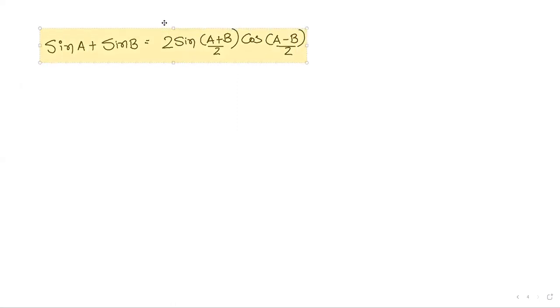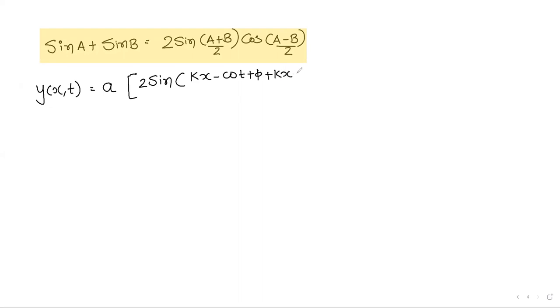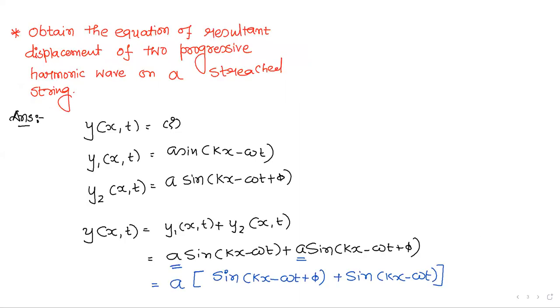Now, as we know, sine a plus sine b is equal to 2 sine((a+b)/2) cos((a−b)/2). So according to this formula, we have the equation y(x,t) is equal to a times 2 sine((kx − ωt + φ + kx − ωt)/2). How did this happen? I am considering this point as a and this point as b.